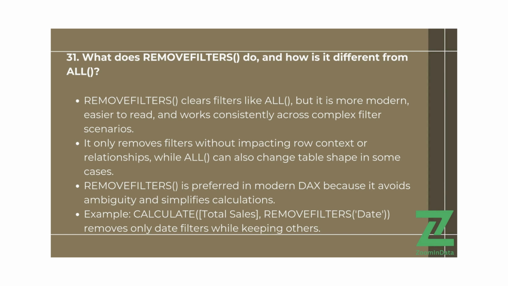Here's an example of how REMOVEFILTERS works in Power BI. A measure like CALCULATE Total Sales with REMOVEFILTERS on the Date table removes only the date-related filters while keeping all other filters in place. This means the measure ignores selections like year or month, but still respects filters such as product category or region. It's a powerful way to control exactly which filters should affect a calculation.